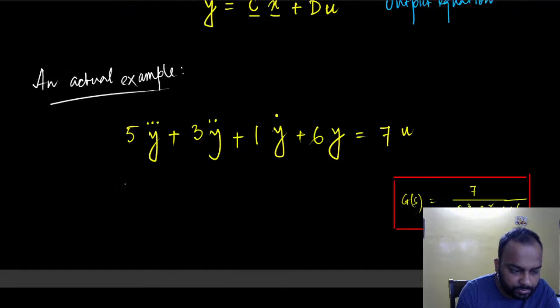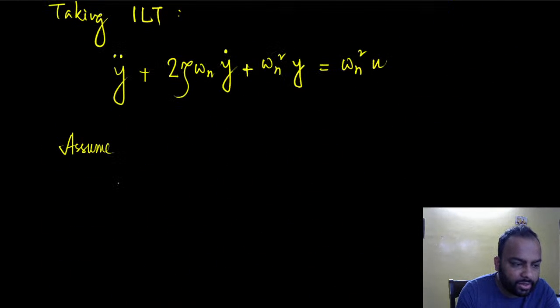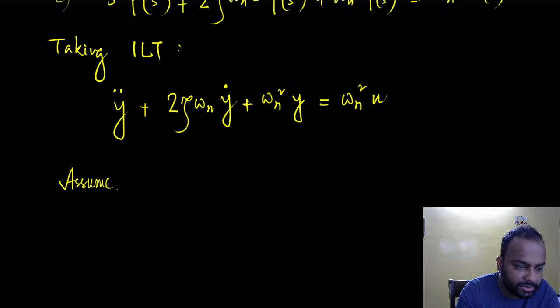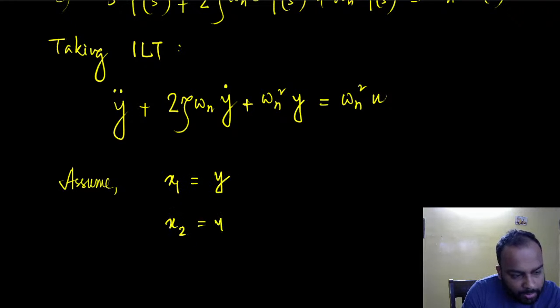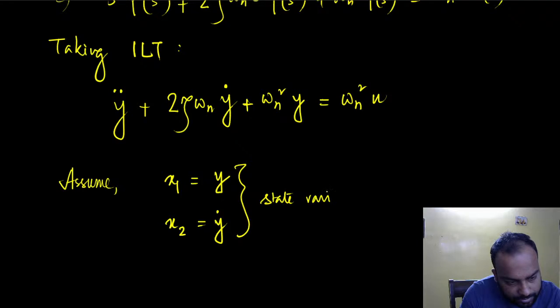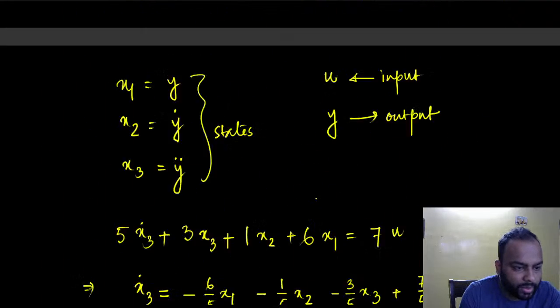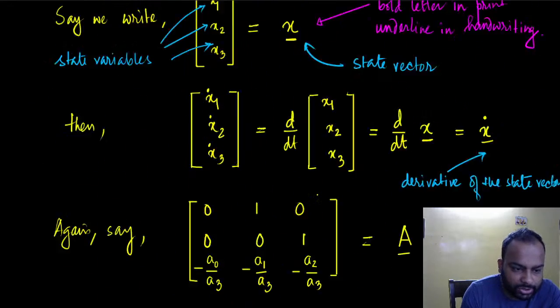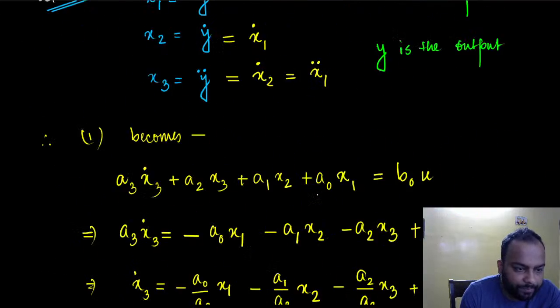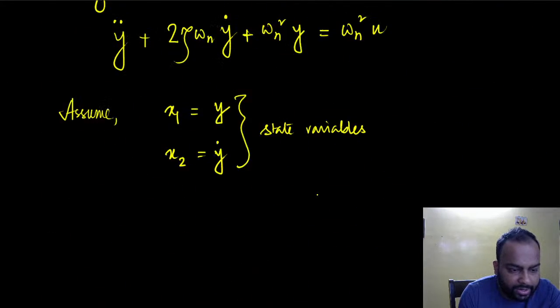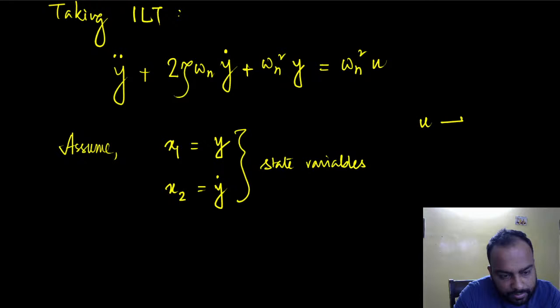So how many state variables do I need? Since it's a second order system, I need two state variables, equal to the order of the system. So I would assume x1 and x2, and just like the previous one, x1 would be y, x2 would be y dot. That's the end of it. These are the state variables, or simply called states. You can just call them states. And u is the input, and y is the output.